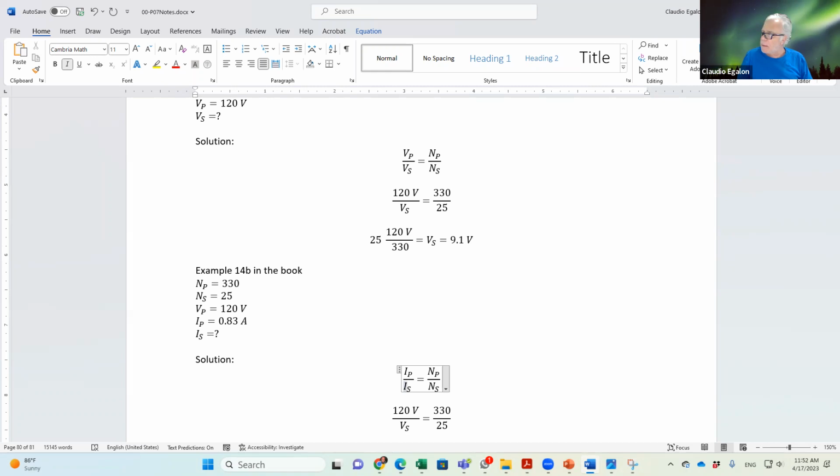Wait a minute. Let me see one thing. No, it's all the way around. Sorry, it's all the way around. The current goes with the inverse. Okay, if you lose in the voltage, you must gain in the current, and vice versa.